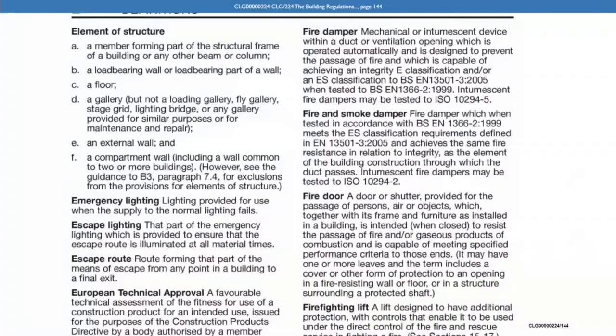I see. Okay, so we looked at the definition of a fire damper, just a straightforward fire damper, and it only needed an E classification. Let's go back to ADB 2013 again, CLG 50224, and look at page 144. Mm-hmm. And we've now got the definition of a fire and smoke damper below the fire damper. Again, this is in Appendix E, the definition section. And it says here, fire and smoke damper is a fire damper which, when tested in accordance with BS EN 1366 Part 2, 1999, meets the ES classification requirements defined in EN 13501, that's the standard we were just looking at, mm-hmm, and achieves the same fire resistance in relation to integrity as the element of the building construction through which the duct passes. Intermittent fire dampers may be tested, and then there's another standard.